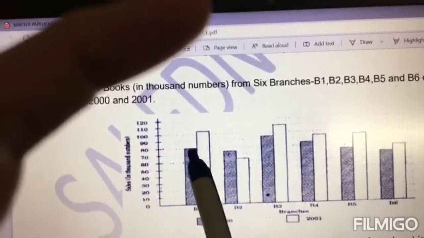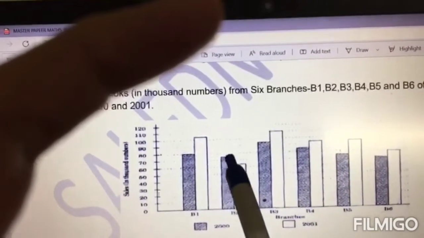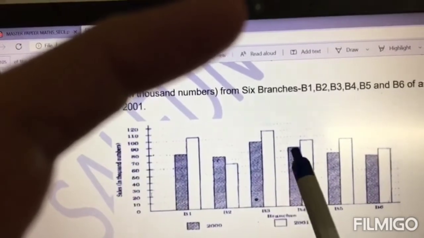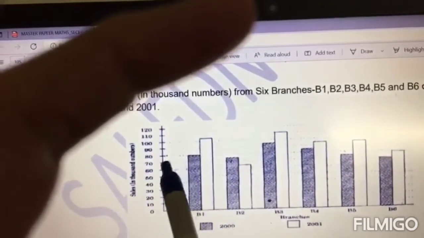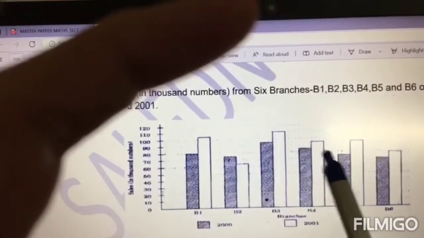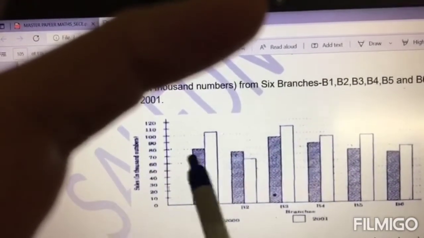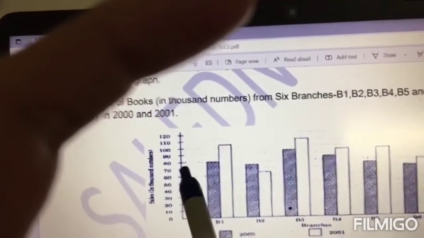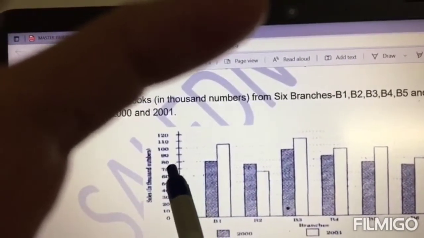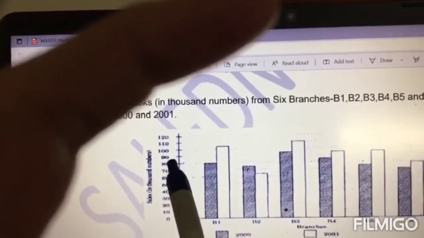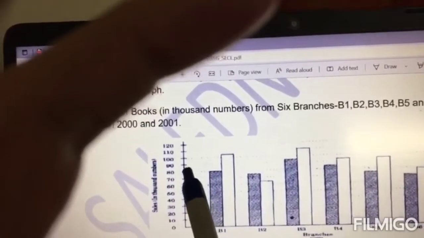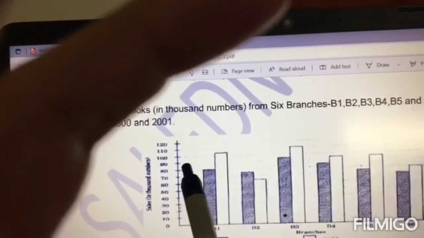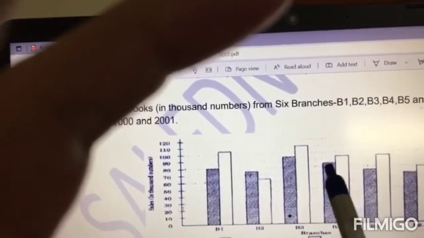So for B1 it is 80,000. B2 it is 75,000 approximately. B3 we saw it is 95,000. B4 it is maybe 85 or 84,000. You have to approximate. For example, the distance between 80 and 90,000, we should divide it equally. Now what is the difference between 80 and 90,000? It is 10,000, right? So this difference is 10,000. So we should divide it equally into 1,000, 1,000, 1,000 like that. So you have to approximate.